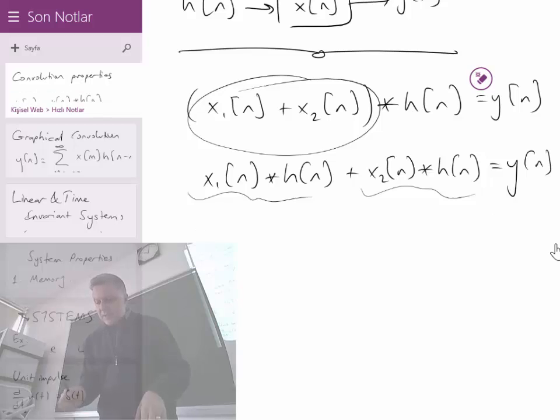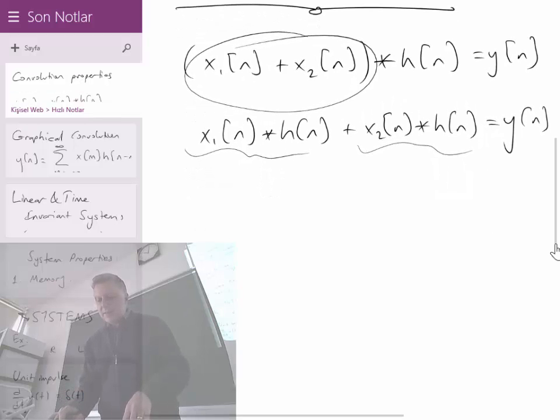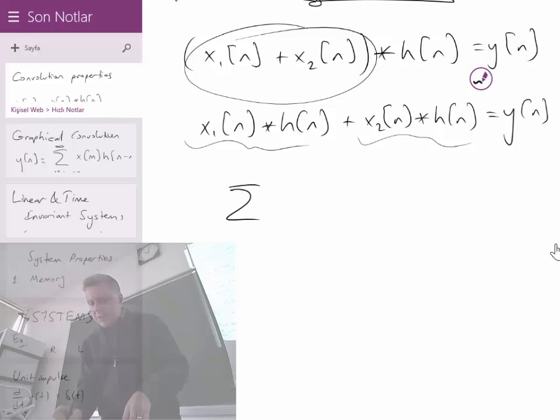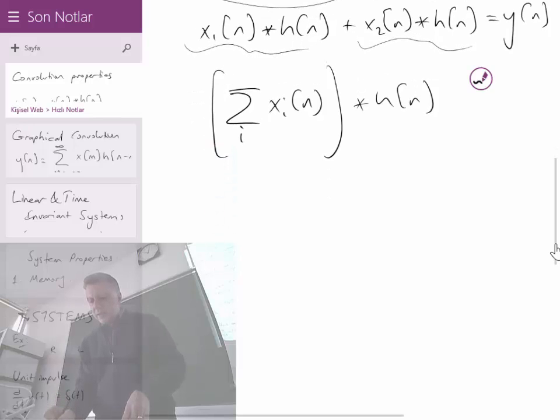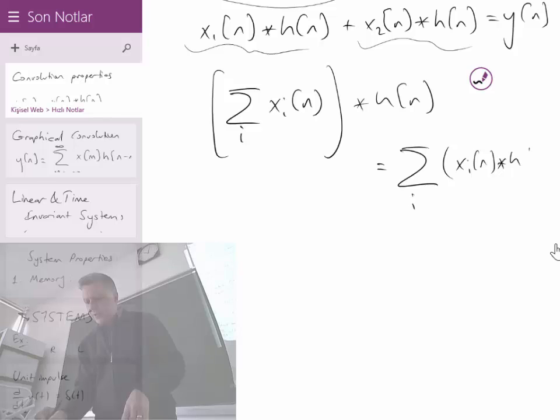Well, let me write them even in a more general form. I like such things, as you see. Summation xi of n. We have a lot of signals, summation of signals. Convolution with h of n is equal to summation i in parentheses xi of n convolution with h of n. These two are the same. You may first convolve and then sum, or you may first sum and then convolve.